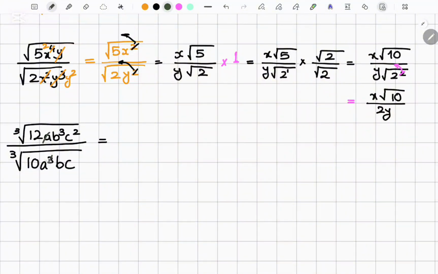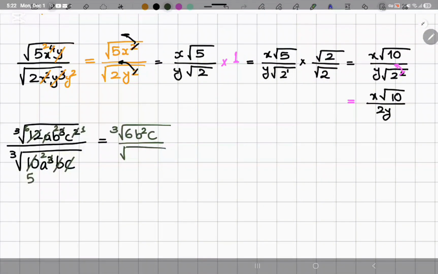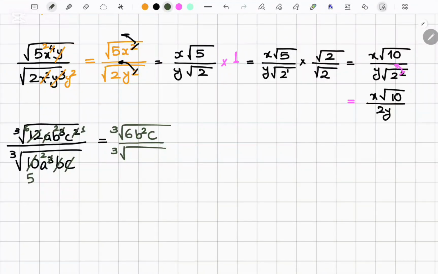So the a and a cubed is going to be a squared. B and b cubed is going to be b squared. C and c squared is going to be c to the power of 1. This by 2, 6, and this by 2, 5. So I'm going to rewrite it. It's going to be radical 6 b squared c over radical 5 a squared, and that's it.